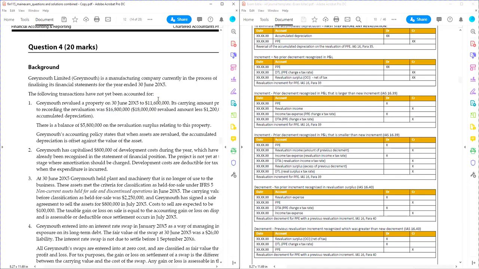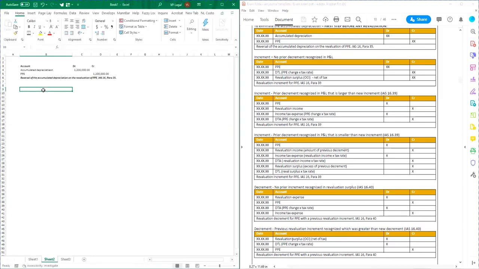Now, what's in the revaluation surplus is $5.8 million. So because the $5.2 million is less than the $5.8 million previous surplus, we're going to have to use these ones here because the previous is greater than the new decrement, if that makes sense. So we're going to use these journal templates over here. So let's quickly do those.